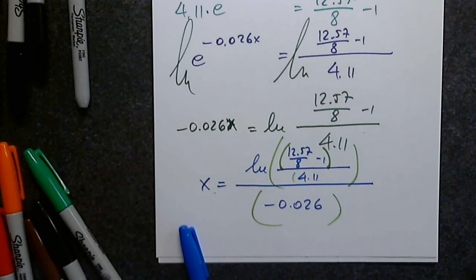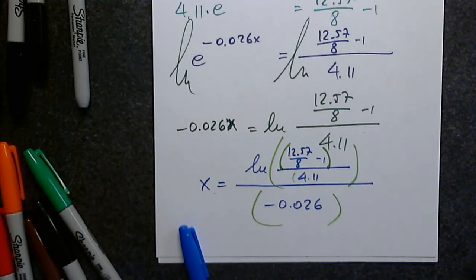Okay, so at the top we have natural log. It already pops up with parentheses. So that's the first one. Parenthesis again for the numerator of the fraction, which is 12.57 divided by 8. And then minus 1. Close the parenthesis. Divide by 4.11. And now close the parenthesis inside the log. And then you divide by, in parentheses again, negative 0.026, close the parenthesis and press enter.